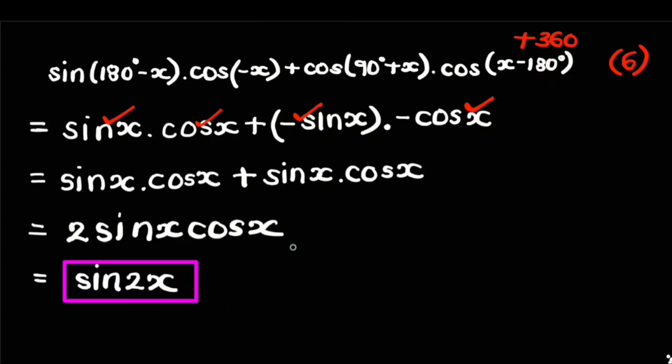The 5th mark was given for the simplification. So once you multiplied out your signs and you gathered like terms, and you had 2 sine x cos x, and your 6th mark was given for the final answer.